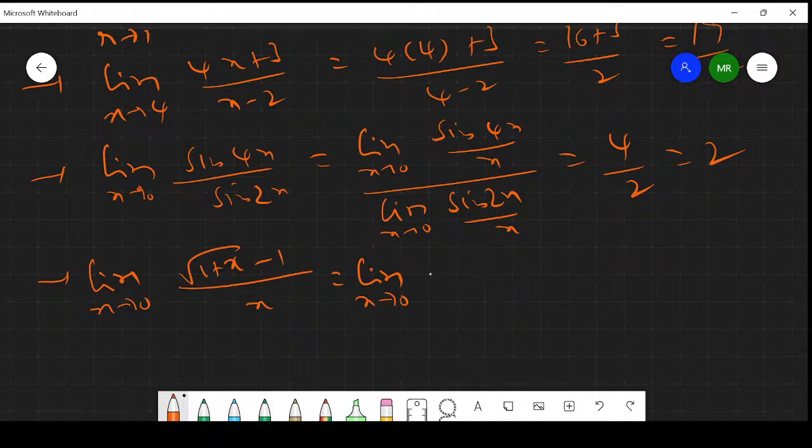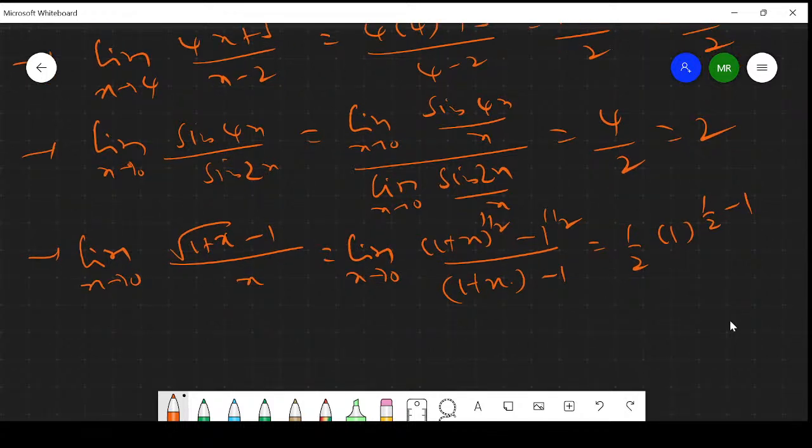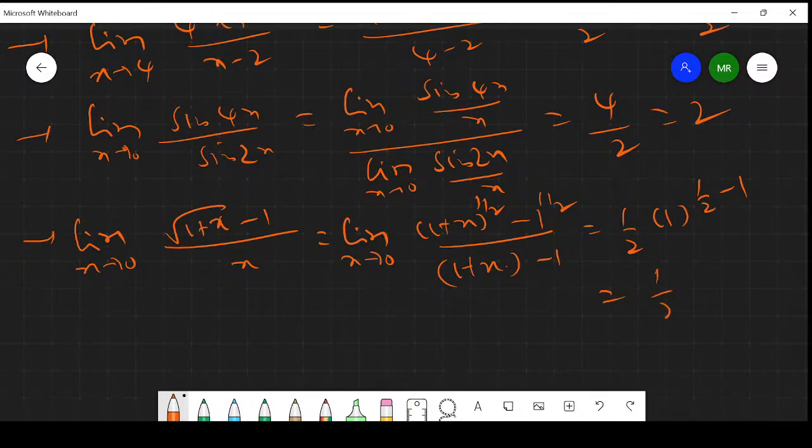You can practice: 1 plus x whole power 1 by 2 minus 1 power 1 by 2 by, in the place of x add 1 and subtract 1, that is 1 plus x minus 1. You remember the problem I explained in the previous problems. n means 1 by 2. n into a power n minus 1, that is 1 by 2 into 1 power 1 by 2 minus 1. 1 power anything is 1 only. Answer will be 1 by 2. Directly we can solve that problem.